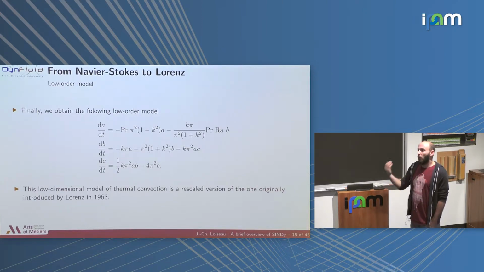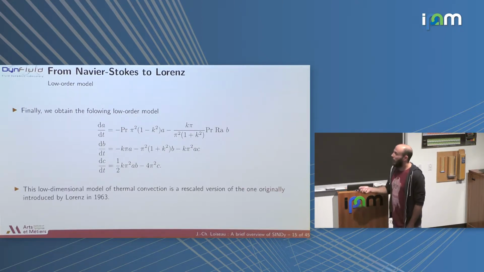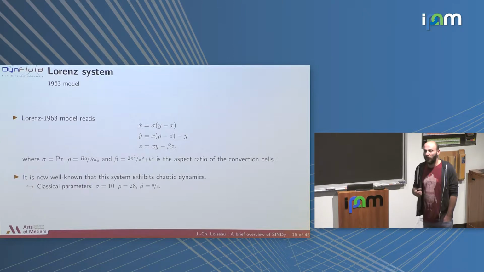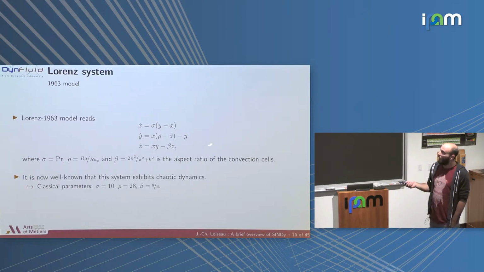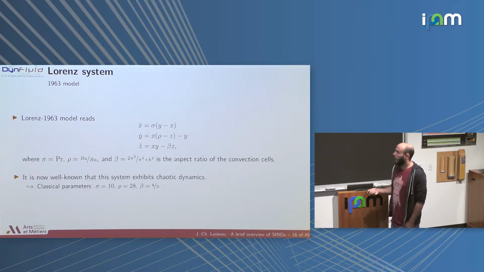He used one velocity mode and two temperature modes from a Galerkin expansion, and had a lot of knowledge about the equations. Eventually, once you have this, you can rescale the parameters a bit, and you end up with the well-known Lorentz system, which everyone knows already. It has chaotic dynamics. These are the classical parameters that everybody considers.